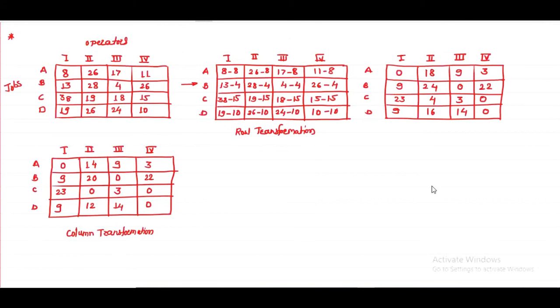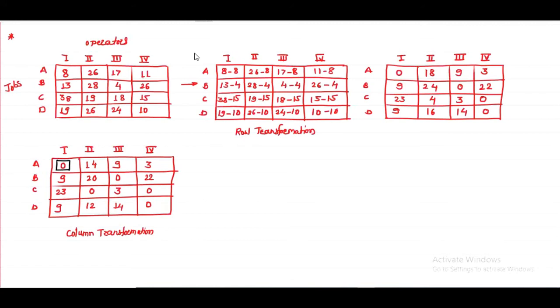So in the first row, there is only one 0. If only one 0 is available in a particular row or column, we have to draw a square around that particular 0. Then we have to check whether another 0 is available in this particular column.